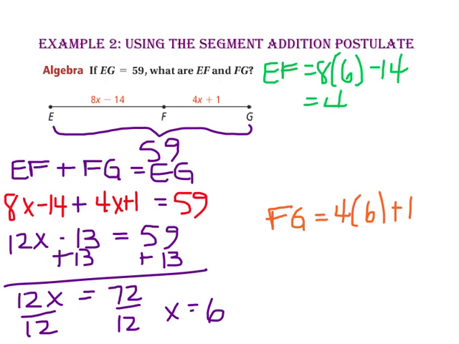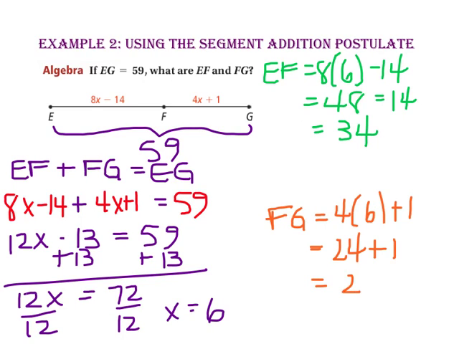8 times 6 is 48, minus 14 is 34. The length of segment EF is 34 units. For the length of segment FG, 4 times 6 is 24, plus 1 is 25. The length of segment FG is 25 units. To make sure that we're correct, if we add 34 to 25, we should get 59. Since we do, we know we've done a good job.